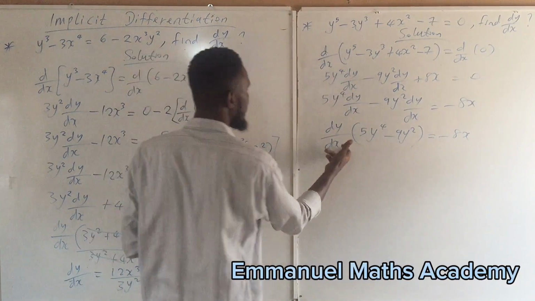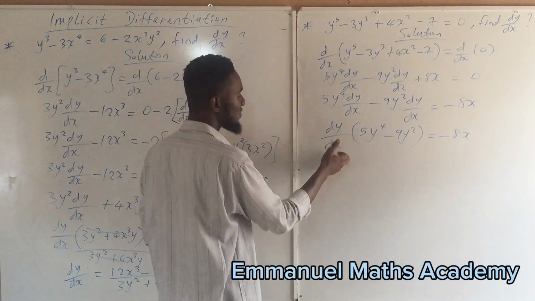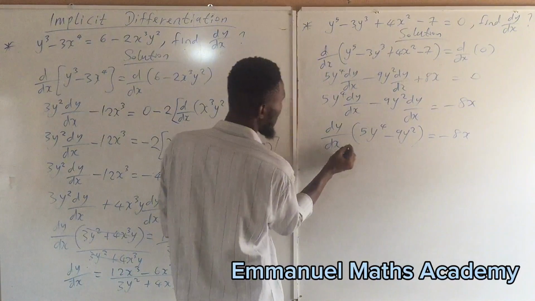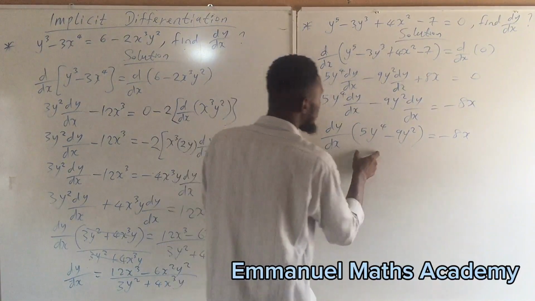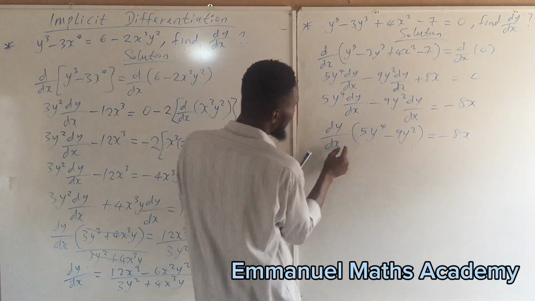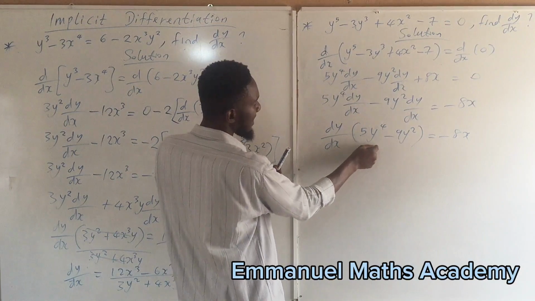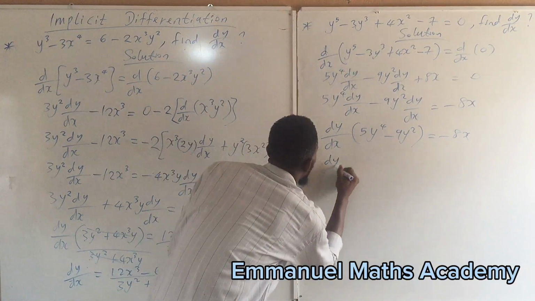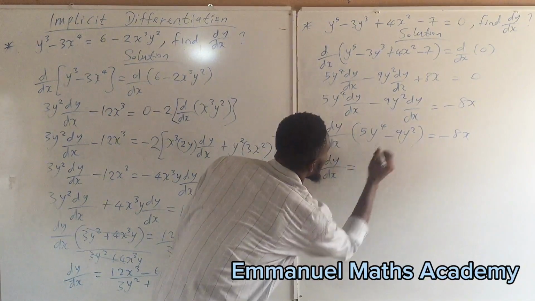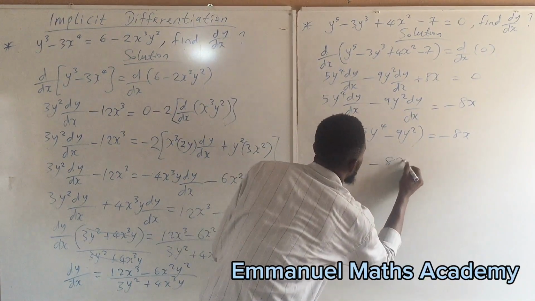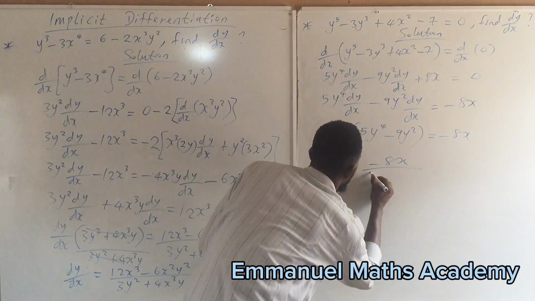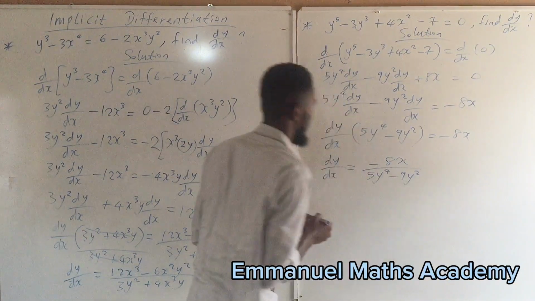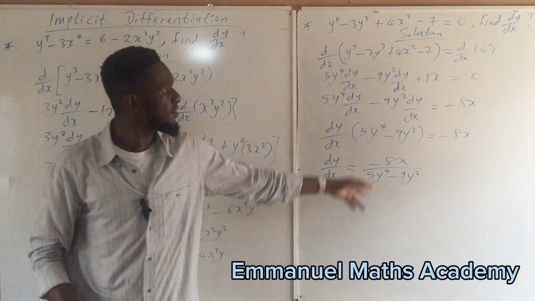The idea is you want to make dy dx the subject of the formula. You now divide both sides by the coefficient of this dy dx. You now have dy dx equal to minus 8x over 5y power 4 minus 9y power 2. As simple as that. This is your dy dx.